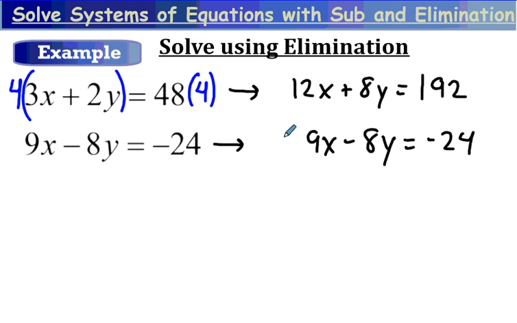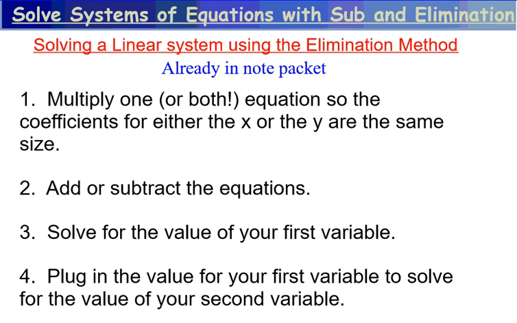Now I either need to add or subtract to get the y's eliminated and the x's by themselves. If you try subtraction, watch what will happen. 12x minus 9x, you're just subtracting like terms. We'll talk about in the next slide why this works. But 12x minus 9x is 3x. 8y minus -8y makes 16y. That doesn't get rid of them. So you should be adding here. It turns out you add if the signs are different and subtract if the signs are the same. The signs being positive or negative.